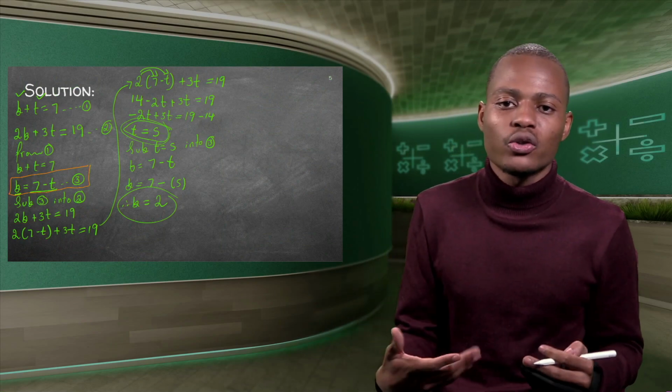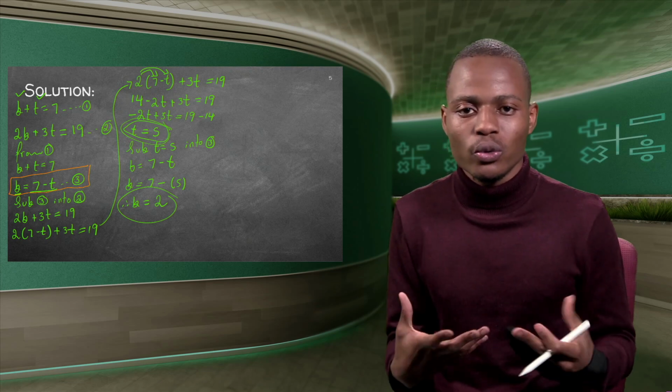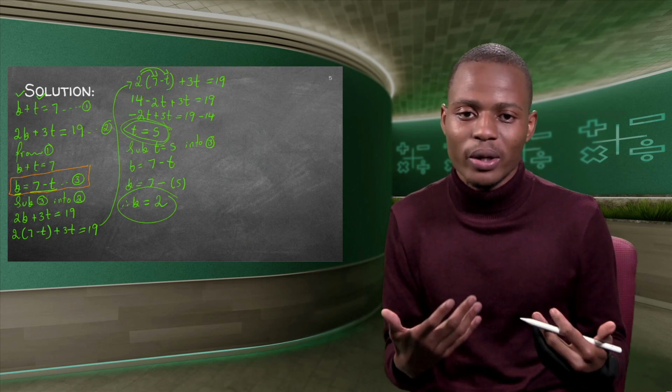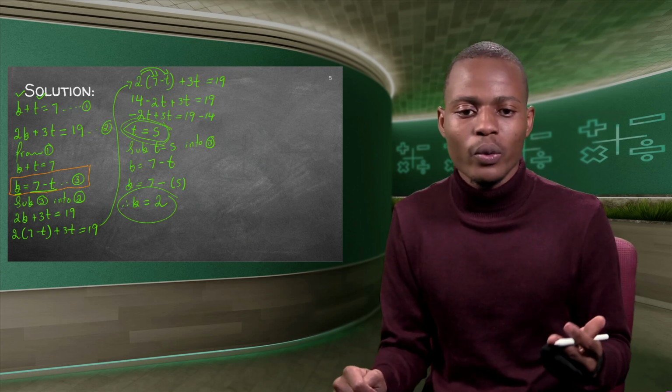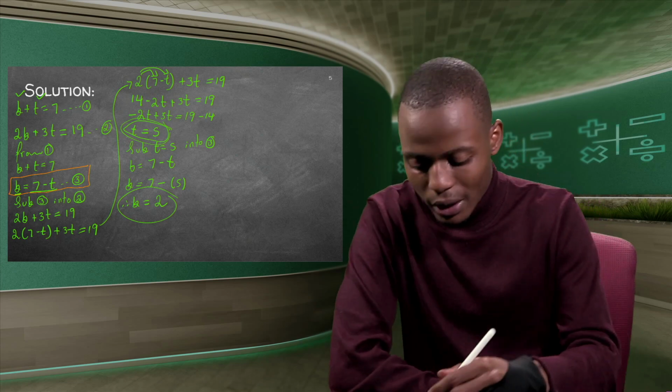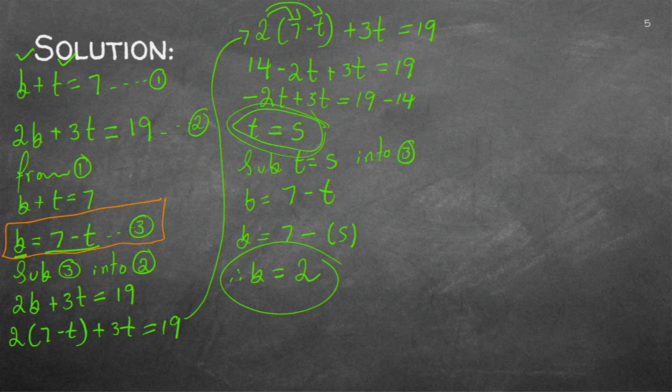And if you want to check your solution, you can look at equation 2 that tells you the number of wheels that you have, guys. So the number of wheels is 19. So if you substitute in, let me just write equation 2 for you. So you have 2b plus 3t equals 19.